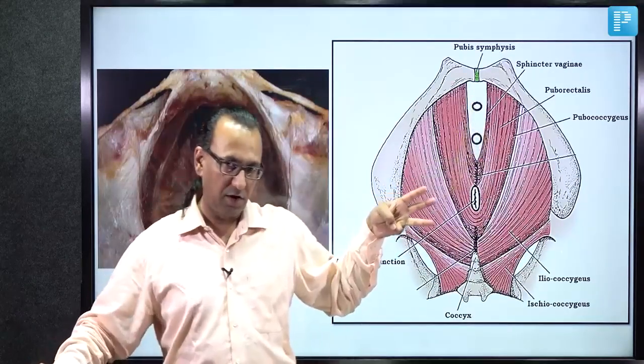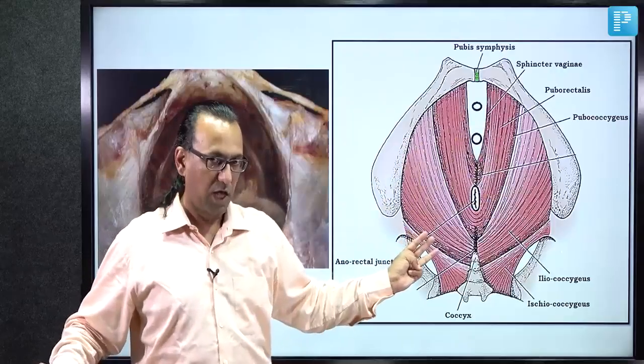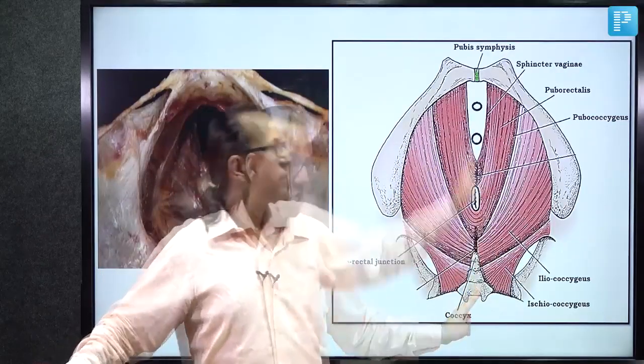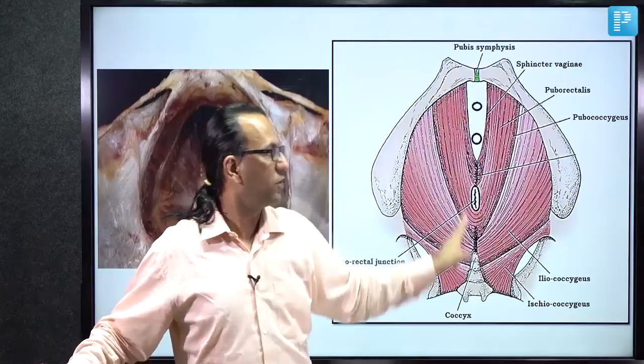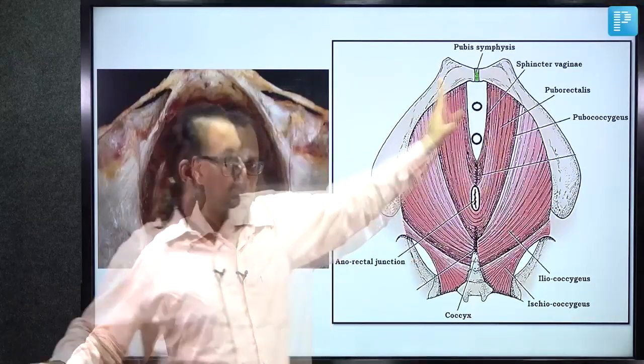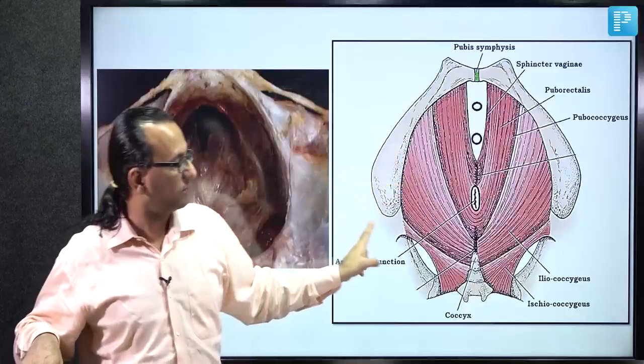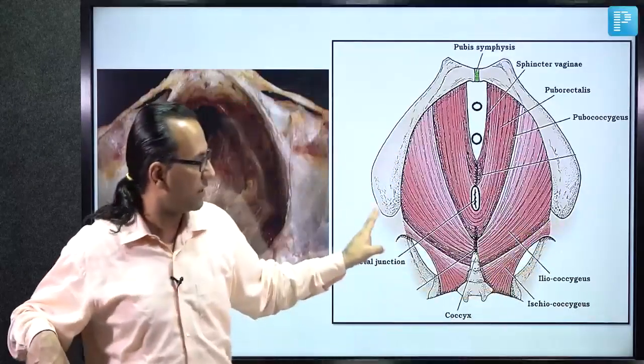So what are the three muscles contributing to the pelvic diaphragm? Coming from three parts of the hip bone towards the coccyx bone. You will see this is pubis bone giving a pubococcygeus muscle. This is the ilium bone giving iliococcygeus muscle. And then this is ischium giving the ischio-coccygeus muscle here.